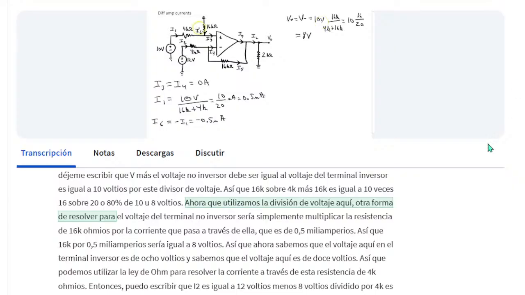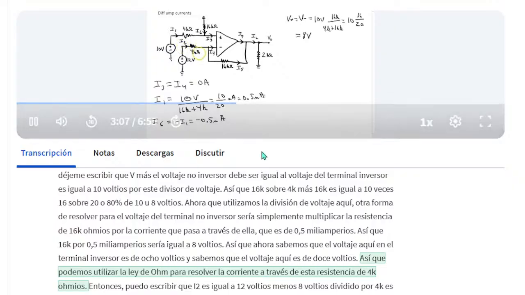Now we used voltage division here. Another way to solve for the non-inverting terminal voltage would be just to multiply the 16K ohm resistor by the current through it, which is a half a milliamp. So 16K times a half a milliamp would be equal to 8 volts. So we now know the voltage here at the inverting terminal is 8 volts, and we know the voltage here is 12 volts, so we can use Ohm's law to solve for the current through this 4K ohm resistor.